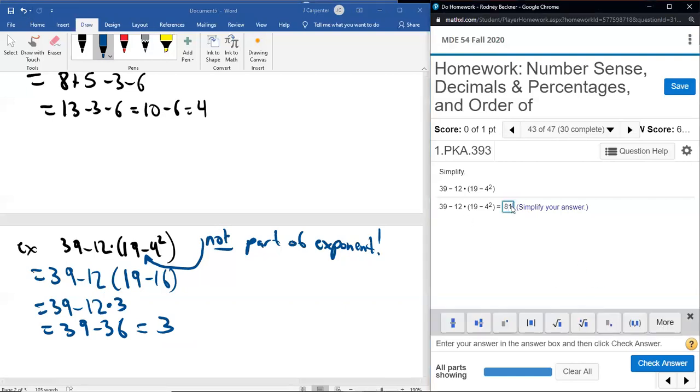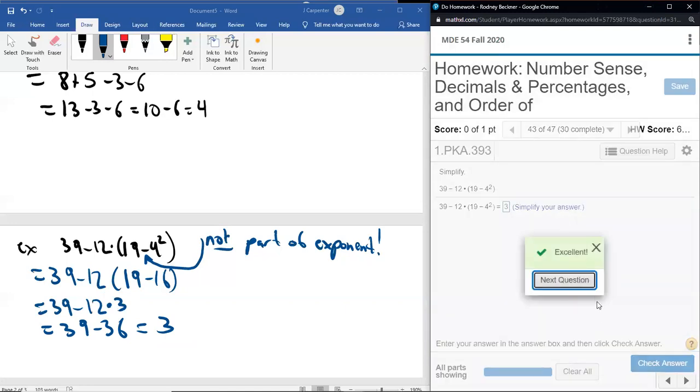I'm trying to pen over here. Can't do that. So let's see if the answer is 3. Hot dog. We got it right.